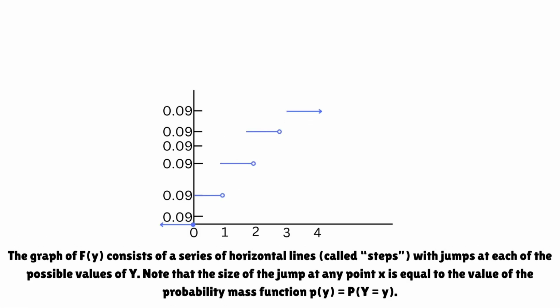So here's the graph of F(y). It consists of a series of horizontal lines called steps. It jumps at each of the possible values of Y. Note that the size of the jump at any point y is equal to the value of the probability mass function, p(y) equals P(Y equals y).